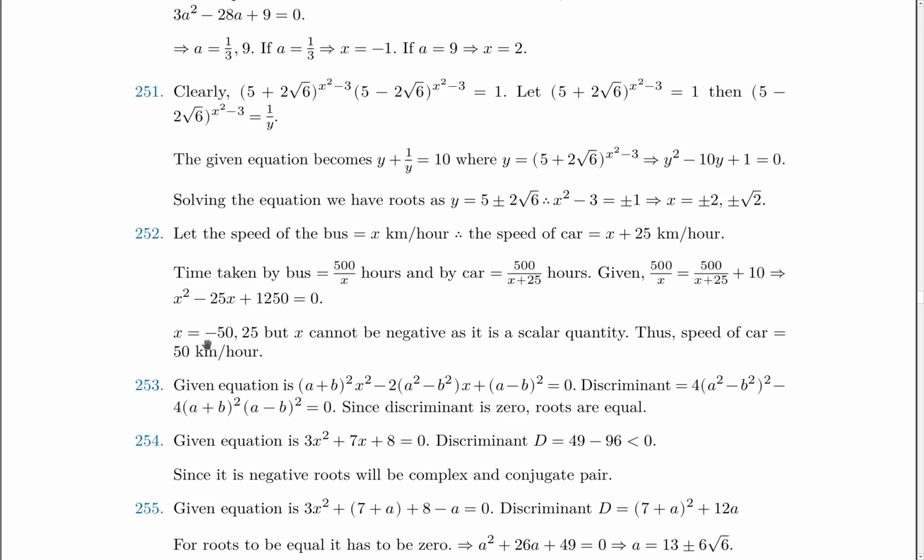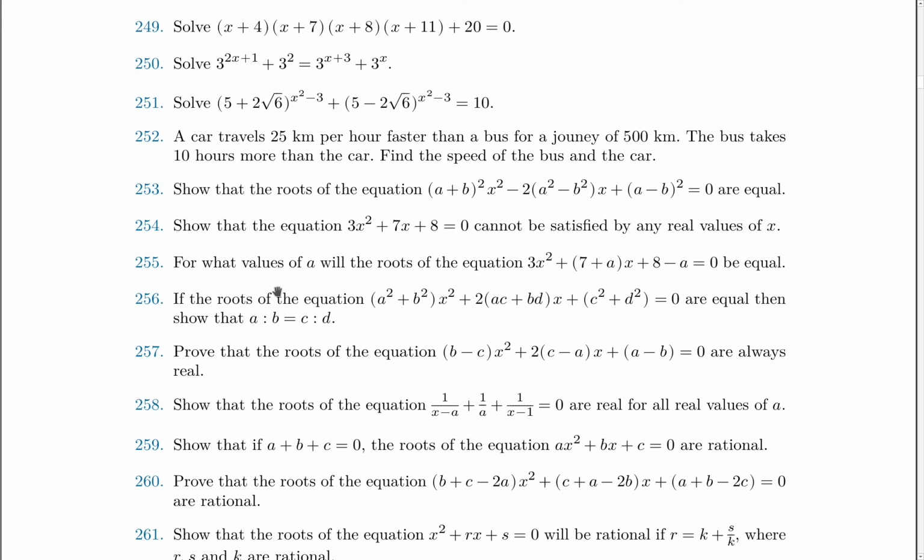So now you solve it, you get x is equal to 25, and therefore the speed of the car would be 50 kilometers per hour. Question number 253 says that show that the roots of the equation (a plus b) whole square into x square minus 2 into (a square minus b square) into x plus (a minus b) whole square is equal to 0 are equal.